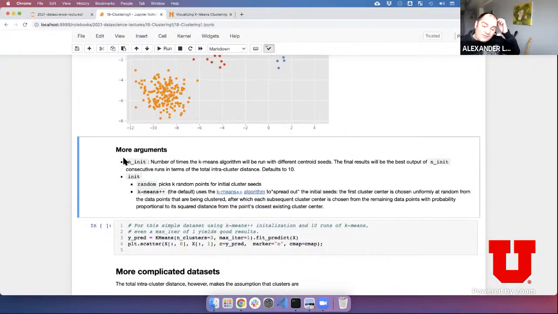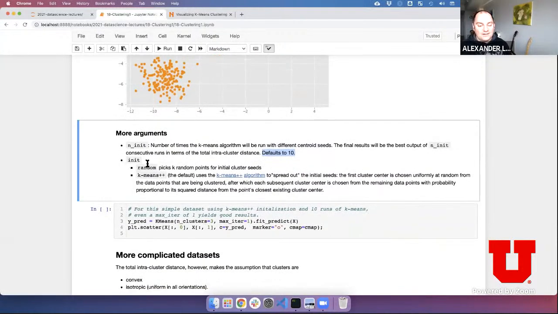Then there's a couple more arguments for the algorithm that you could use. One is the n-init, the number of times the k-means algorithm will be run with different centroid seeds. This automatically runs it multiple times, and it will be the best output of n-init consecutive runs in terms of the total intercluster distance. If you don't specify it, it actually does it 10 times. And then for the init, we had the random picks here. That's kind of the simplest version.